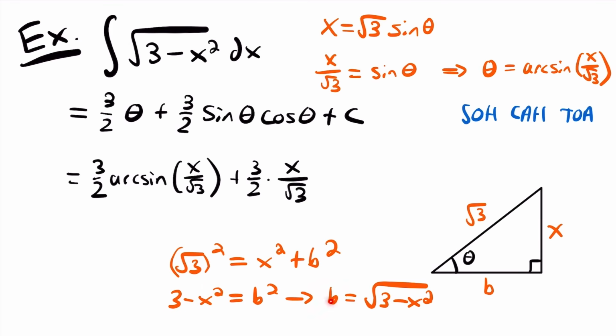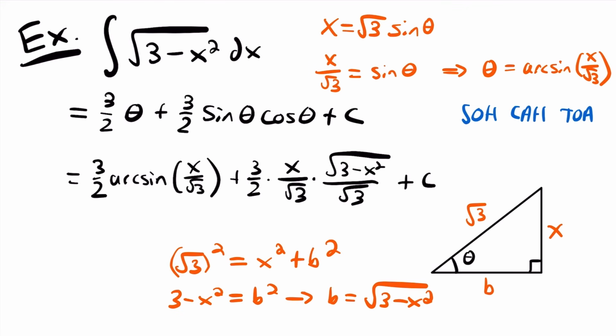Okay, and now that we know that that is what b is equal to, we can rewrite cosine theta by using this triangle, and we know that cosine is the adjacent side divided by the hypotenuse, and so if we're looking at our angle here, the adjacent side b is the square root of 3 minus x squared, and our hypotenuse is the square root of 3. So we will rewrite cosine theta to be the square root of 3 minus x squared divided by the square root of 3, and then don't forget to add plus c.